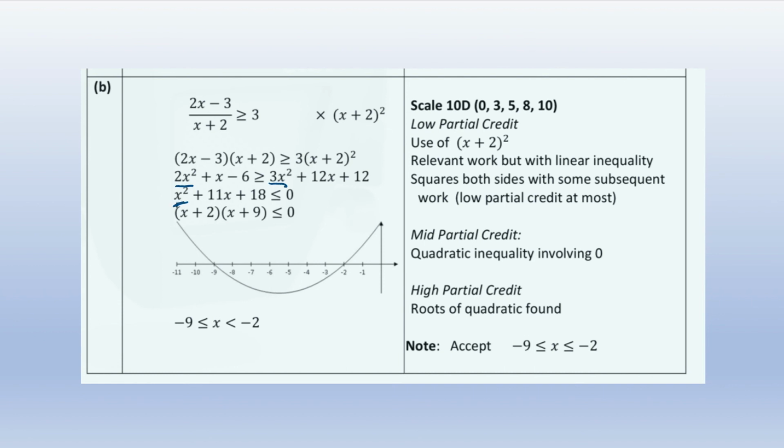You'll notice that they've sort of rearranged it as well. The left hand side is now the right hand side, and the right hand side is now the left hand side. But if you just follow what I'm doing, they've taken 2x squared away from both sides to get x squared. They have taken x away from both sides to get plus 11x, and they've added 6 to both sides to get rid of that minus 6, and they've added 6 to plus 12 to get plus 18.